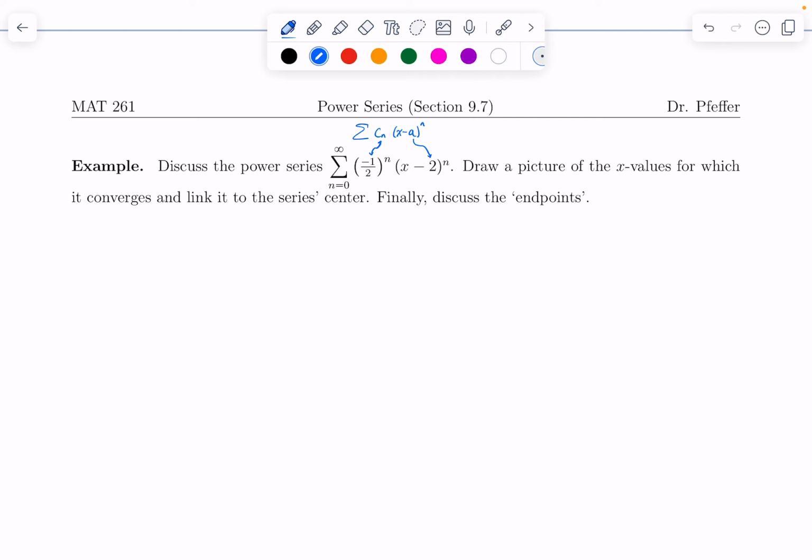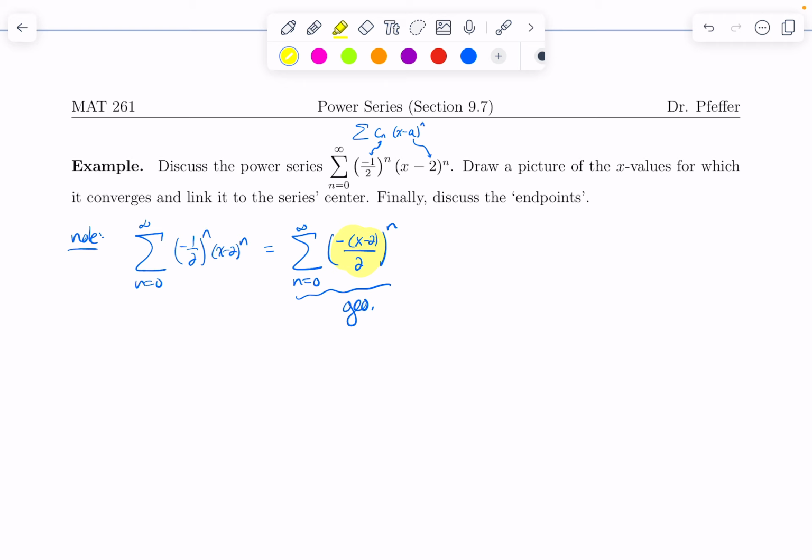Let's talk about it. So the first thing I'm going to note is the following. This series, if I start here at 0, is the sum of (-1/2) to the n times (x minus 2) to the n. If I were to consolidate this all under the same power, I would get negative (x minus 2) all over 2, to the power of n. This is a geometric series.